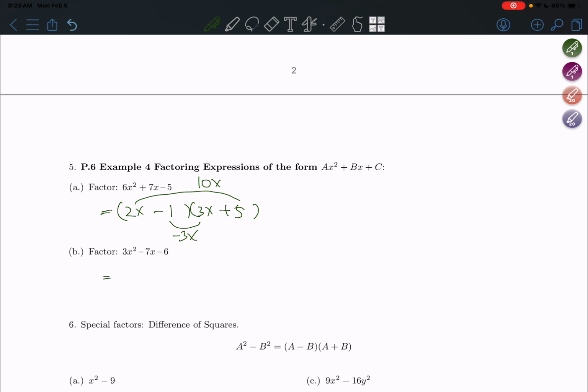Similarly, for b, I got 3x and then just 1x. I don't need to do anything else here because 3 is a prime number, so the only factors are 3 and 1. So I just need to move around the negative 6. And again, with some practice, you can probably do this too. It's going to be negative 3 and then positive 2. A quick check gave me 2 times x is 2x, 3 times negative 3 is negative 9x, and then negative 9 plus 2 is negative 7. So that is my right factor here.